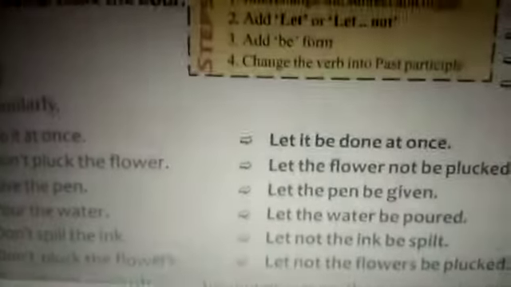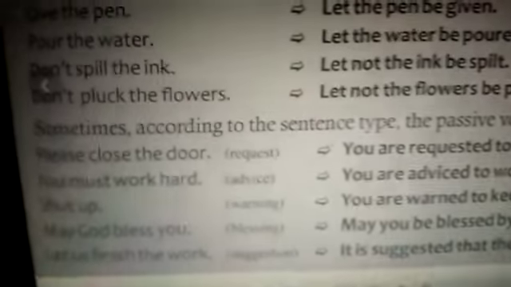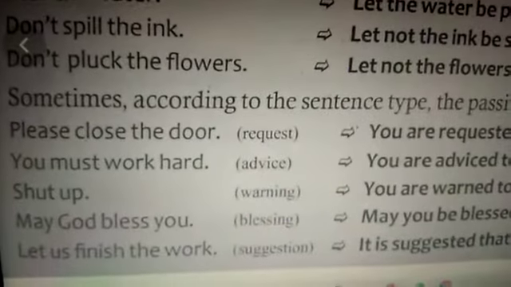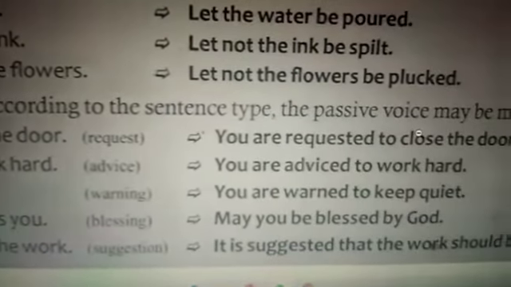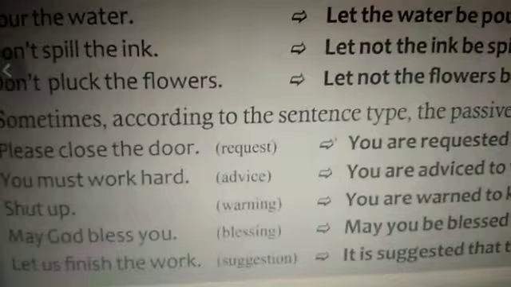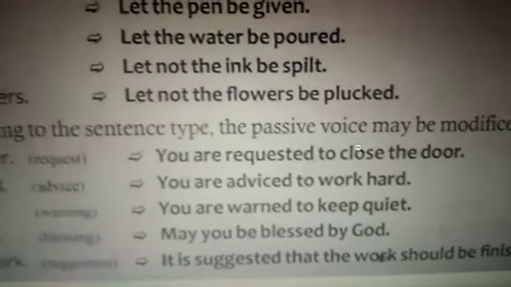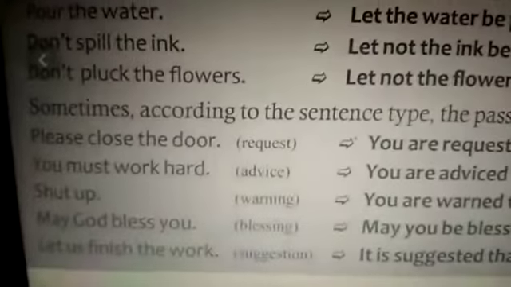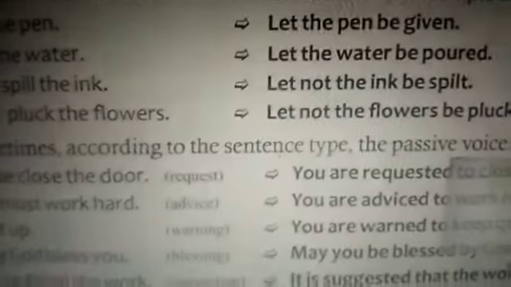Sometimes, according to the sentence type, the passive voice may be modified. For example, note down these changes. Please close the door. That is request. So you should write you are requested to close the door. In passive voice you have to write you are requested to close the door. You must work hard. In active voice it is advice. So you are advised to work hard. Advice, spelling ADVISED.